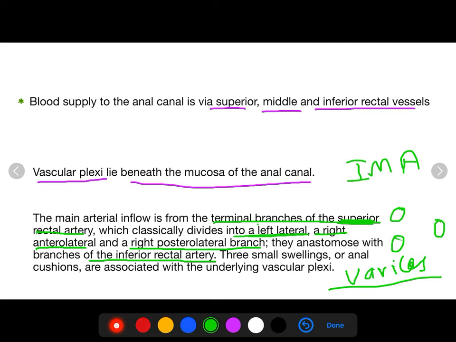There are also cushions in the submucosa, especially above the dentate line. This is also very important in the pathophysiology of hemorrhoids. We will take it in the lecture, God willing.